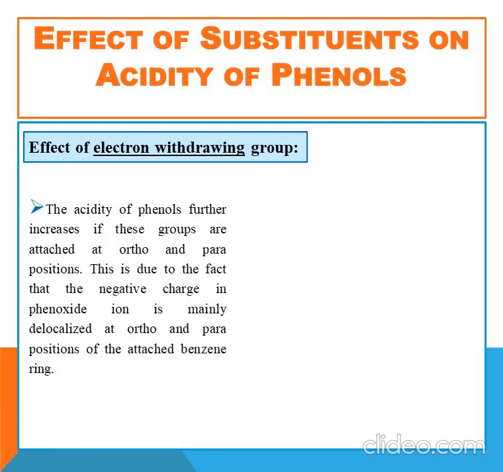The acidity of phenols further increases if these groups are attached at ortho and para positions. We have seen in the resonating structures that the negative charge is delocalized in the second, fourth and sixth positions, meaning the ortho and para positions. Because the electron density is more at these two positions, if electron withdrawing groups are attached there, they can easily take away the electrons with them.